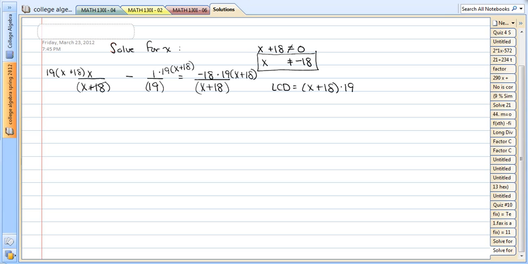So I've got x plus 18 canceling with x plus 18, and I'm left with 19x minus 1 times x plus 18 equals, and then the x plus 18s cancel here, negative 18 times 19, negative 342. Distribute the negative through the parenthesis grouping here.